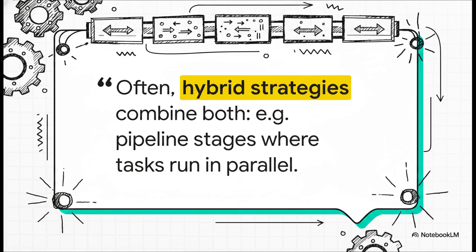So the crucial point is that in reality, the most elite systems don't actually pick just one. They synthesize. They use hybrid strategies. Imagine a massive industrial pipeline. The macro stages flow sequentially from one to the next to maintain strict quality control, right? But within each of those isolated stages, you have dozens of microtasks executing in parallel. You use sequence for control and simultaneous bursts for velocity. It's the best of both worlds.